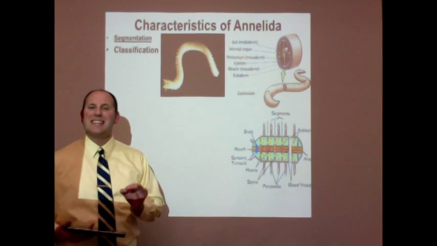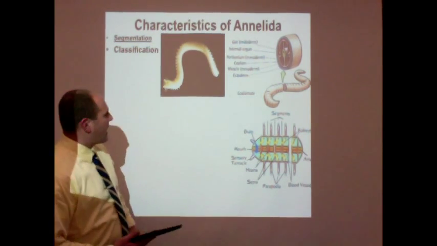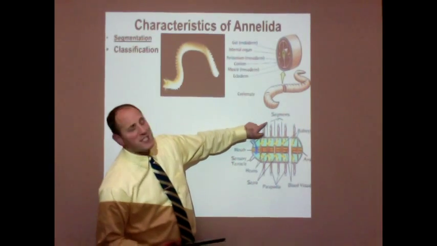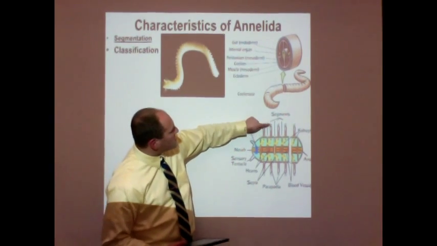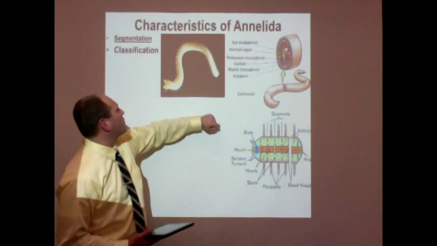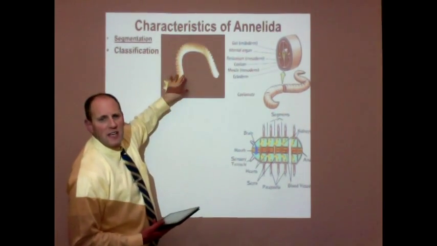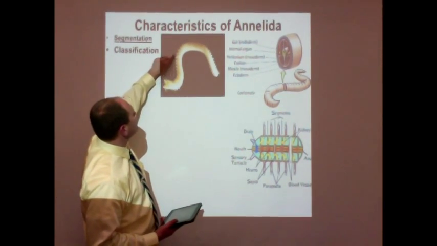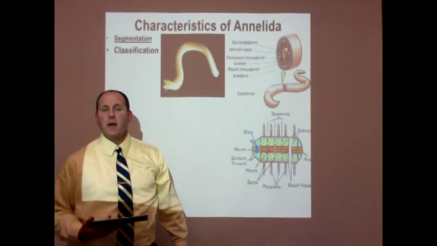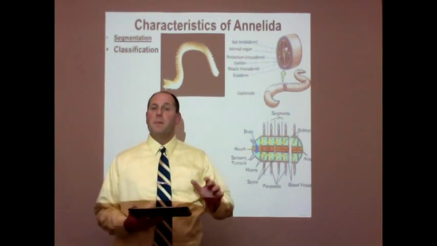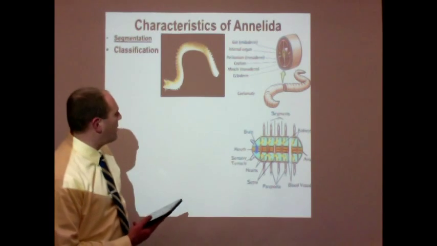Setae is spelled S-E-T-A-E. That's these little bristle-like structures that stick out of the sides of these organisms. A little bit tough to see in this one, but you can see these little fuzzy things sticking out of the sides. Those help them in movement. We'll talk about that here in just a moment.